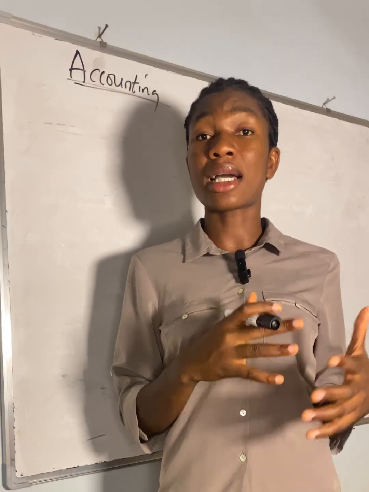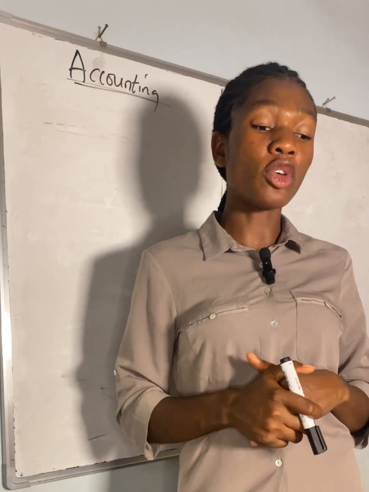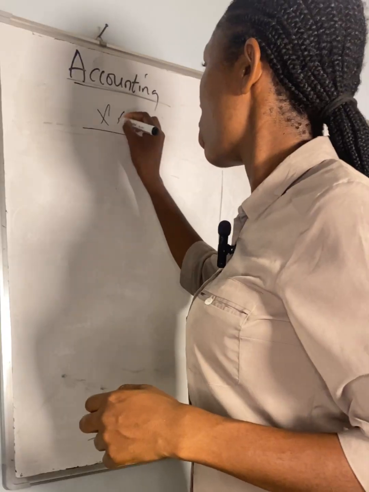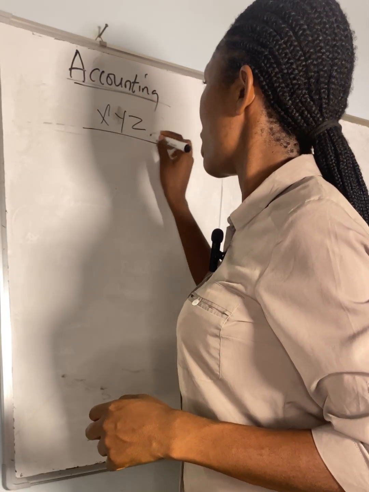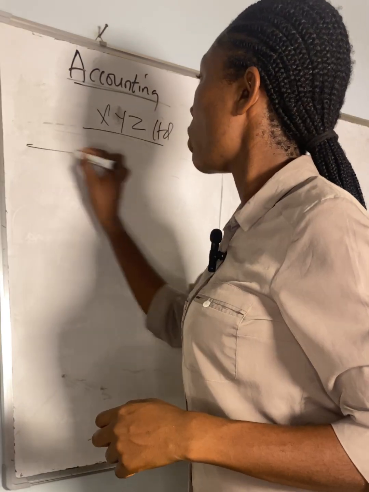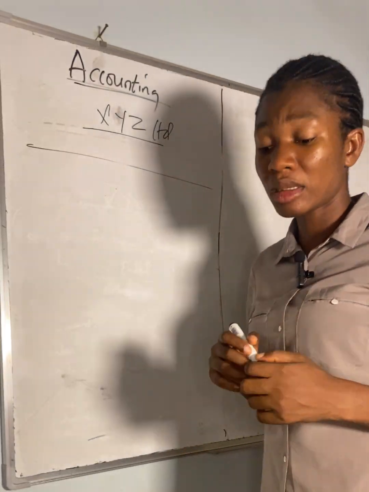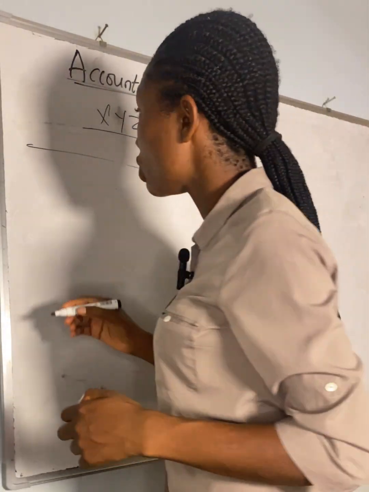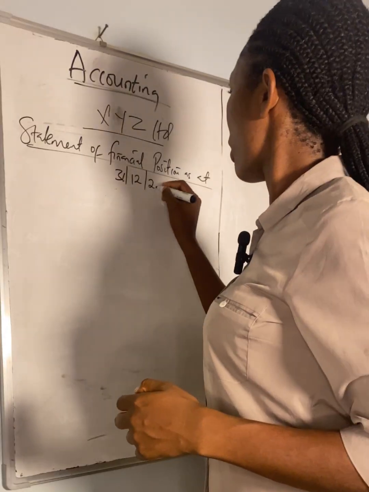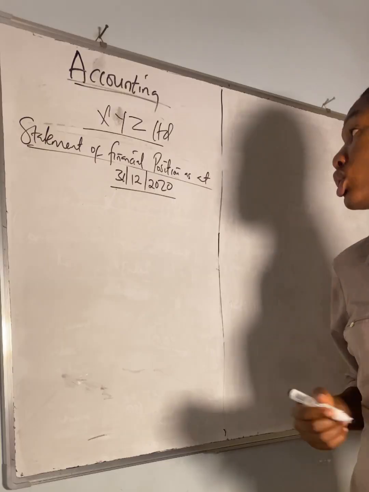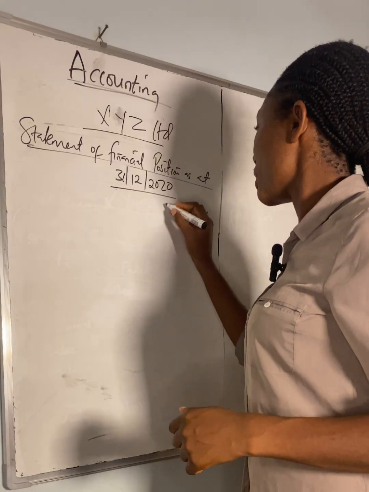We are preparing this statement for XYZ Limited. Okay? So XYZ Limited. And what we are preparing right now is the statement of financial position. So I'm going to include that. I'm going to start with my non-current assets.